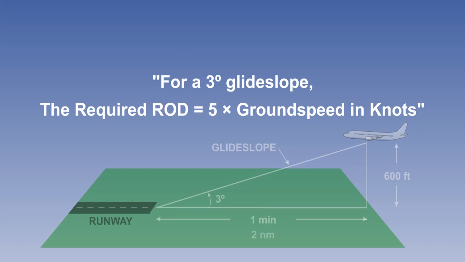This gives us our second basic rule. For a 3-degree glide slope, the required rate of descent in feet per minute is 5 times the ground speed in knots.